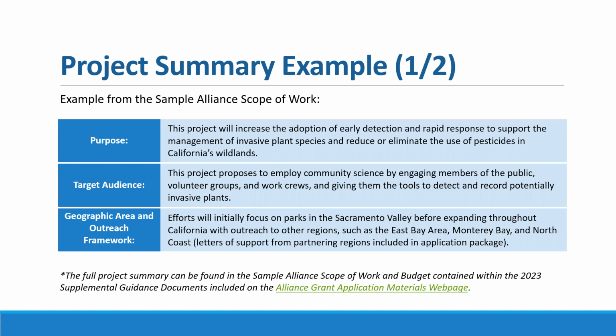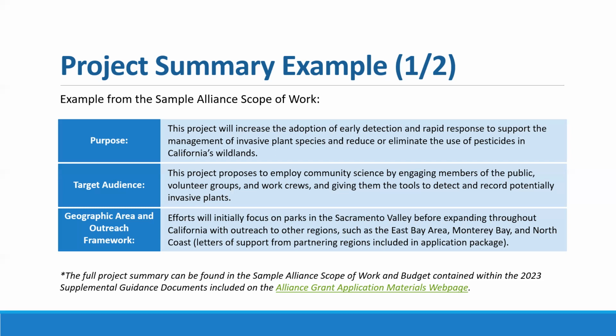For the purpose, we see this project will increase the adoption of early detection and rapid response to support the management of invasive plant species and reduce or eliminate the use of pesticides in California wildlands. Then moving on to target audience, this project proposes to employ community science by engaging members of the public, volunteer groups, and work crews by giving them the tools to detect and record potentially invasive plants. Then for geographic area and outreach framework, we have: efforts will initially focus on parks in the Sacramento Valley before expanding throughout California with outreach to other regions, such as the East Bay area, Monterey Bay, and North Coast.